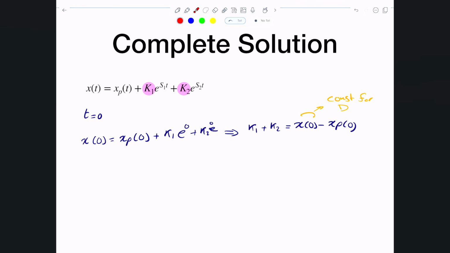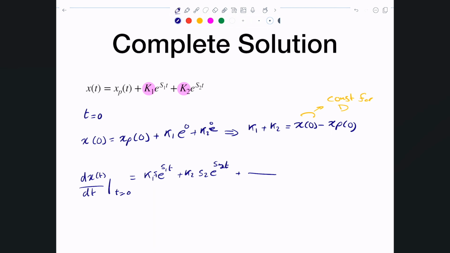So what's another equation? Well, the second equation that we can use is the following. We can take the derivative of this equation and evaluate it at t equals 0, at the initial condition. I'm going to take the derivative of the complementary solution first, and that's simply K1 e^(s1 t). Since we took the derivative, we have to multiply by s1. Similarly, K2 s2 e^(s2 t). Plus the derivative of x_p(t) with respect to t, and all of them are evaluated at t equals 0.